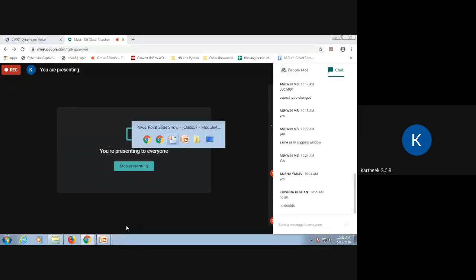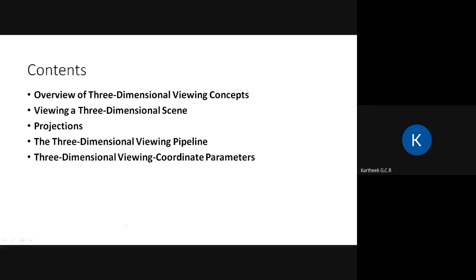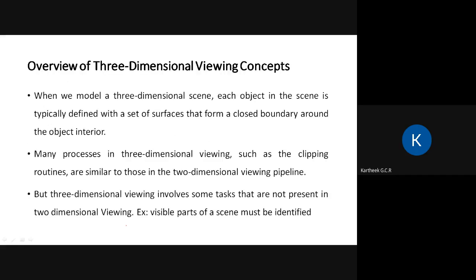Moving forward, we will look at 3D viewing. So we would start with just an overview of 3D viewing, a small comparison with 2D viewing, and then we will also look at how to view a three-dimensional scene and what kind of projections would be there. Like the 2D pipeline, we will also look at the 3D pipeline, and then we would be looking at some parameters called viewing coordinate parameters. So we will see in detail.